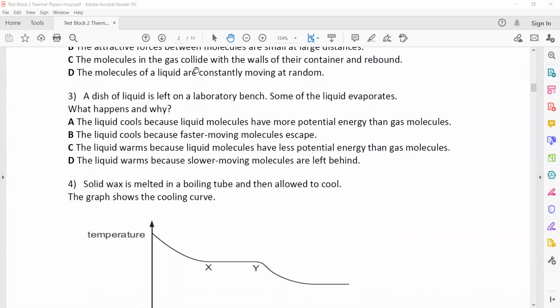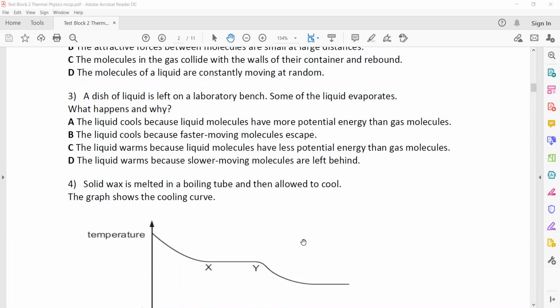A dish of a liquid is left on a lab bench. Some of the liquid evaporates. What happened and why? The liquid cools because the liquid molecules have more potential energy than the gas molecules. Or, the liquid cools because the faster moving molecules escape.